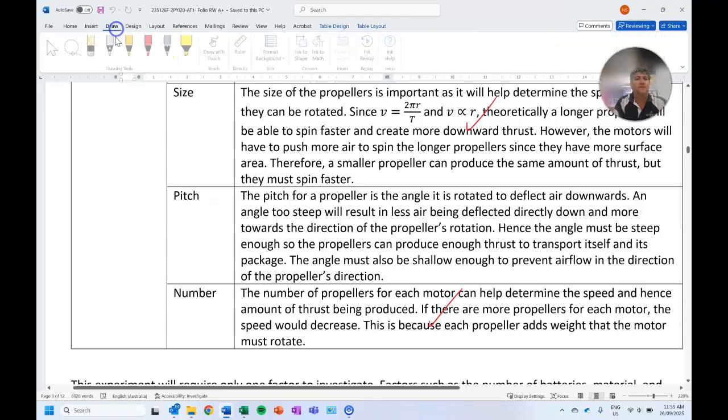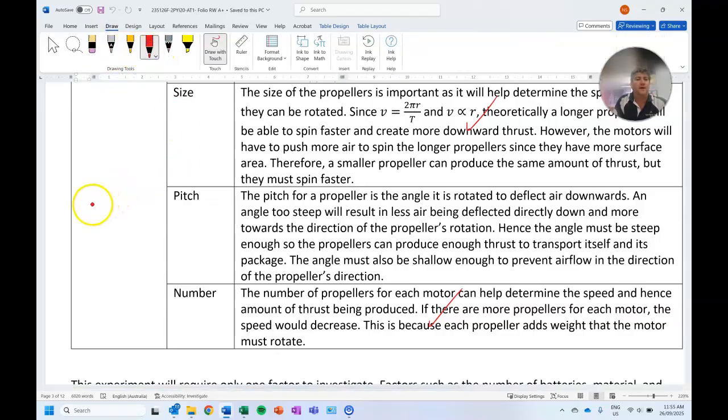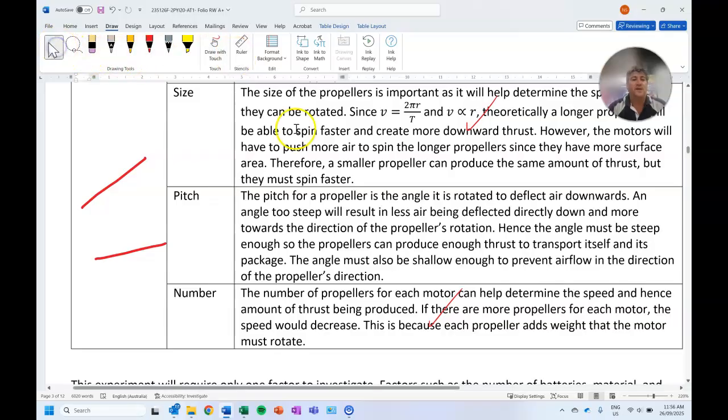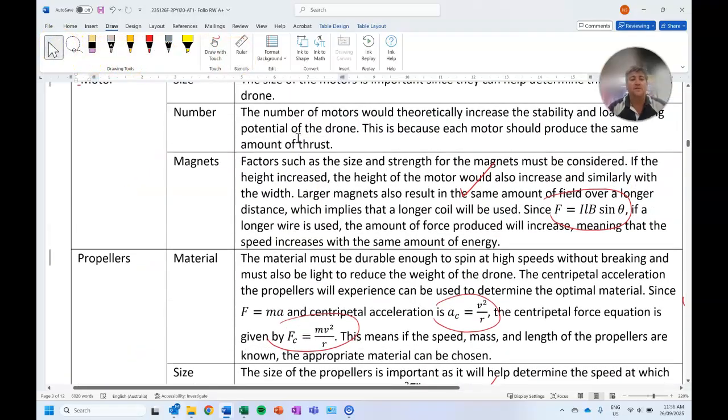If we're looking at the pitch, that is how steep the angle of attack of the blade is. This one here might generate more lift, but it's going to have way more drag. This one here is not going to generate as much lift, but it's going to create less drag. So one of these two is going to be optimum depending on what you want. The number of propellers and so on. So you can see what this student has done is gone through and talked about each of those aspects that you could break down in context.